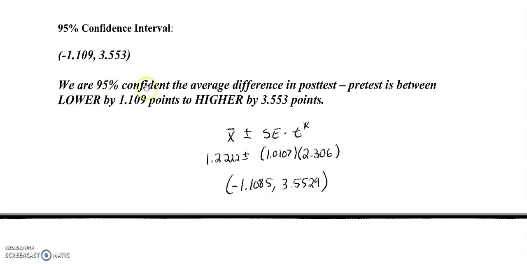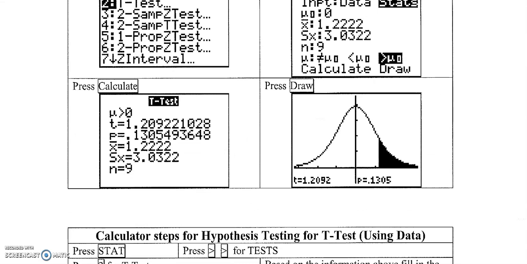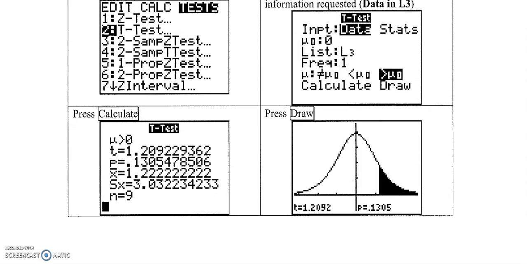So we are 95% confident the average difference in post minus pre-test is between lower by 1.109 points to higher by 3.553 points. And then all the calculator steps are listed below in the review, so you can practice later.